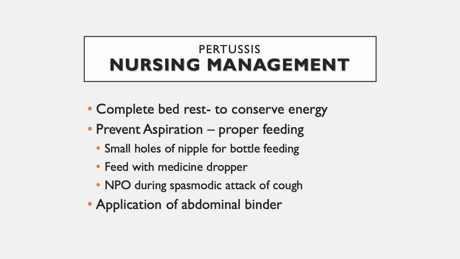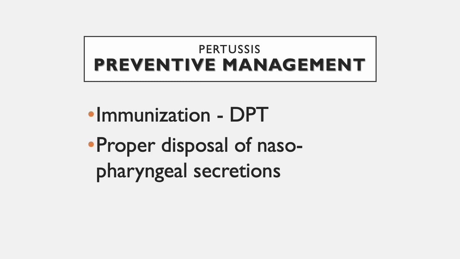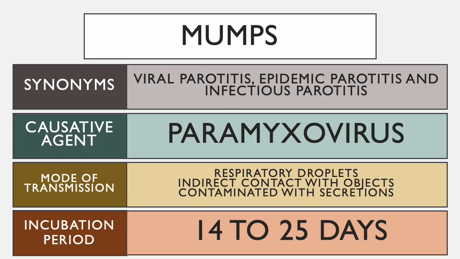Then, abdominal binder para ma-support ang muscles and that will at least lessen the chances of having muscle pain. Of course, preventive management, as always, immunization. Again, pertussis is part of the NIP. So, ayan, kasama yan sa DPT. Ayan, that's diphtheria, pertussis, and tetanus. Okay? Last condition, okay, is mumps.